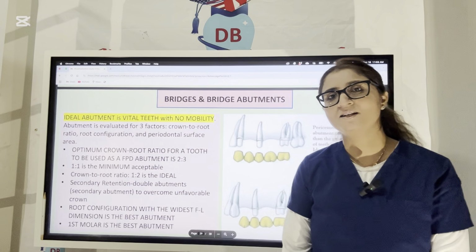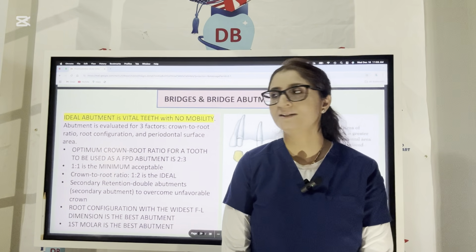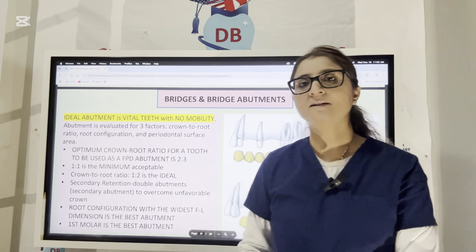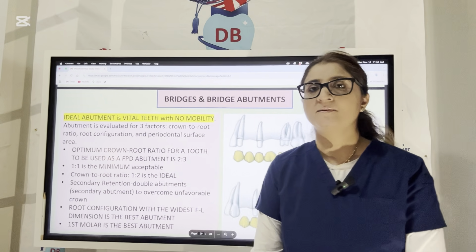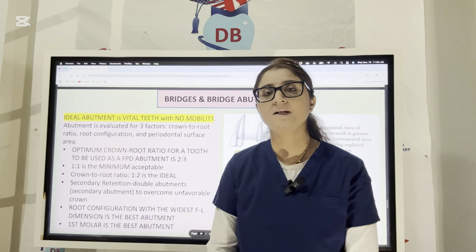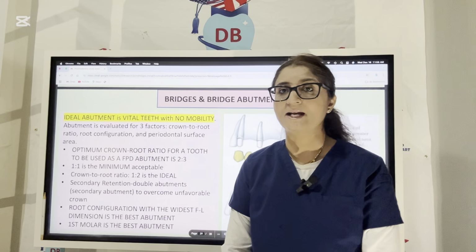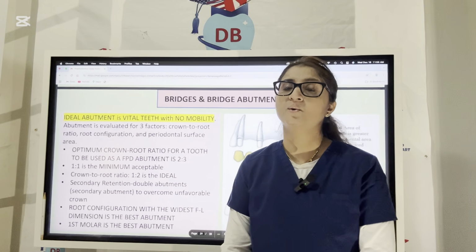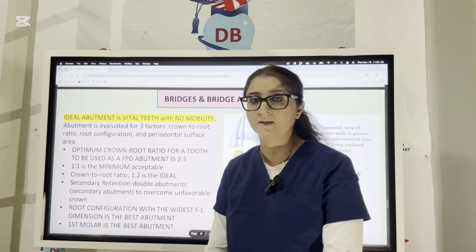Today, I have taken a topic of fixed partial denture. We start with the bridges and the bridge abutments. To start the topic of FPD, first of all, we should know what is an abutment. An ideal abutment, student, is a natural tooth with no mobility, and that abutment tooth is there to provide support to your prosthesis.